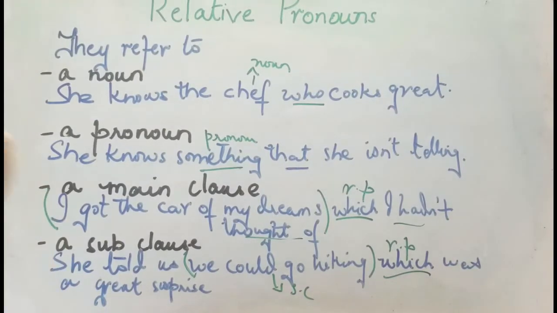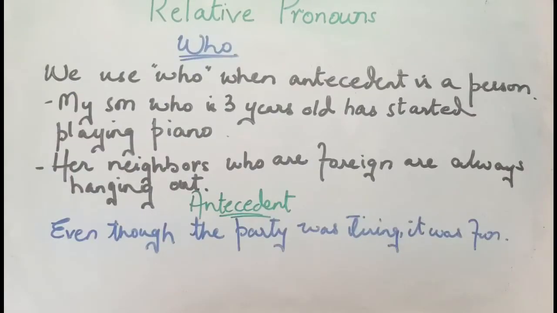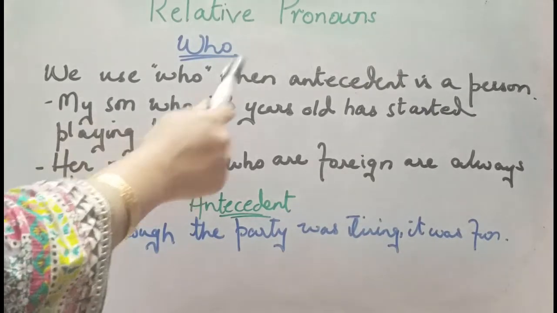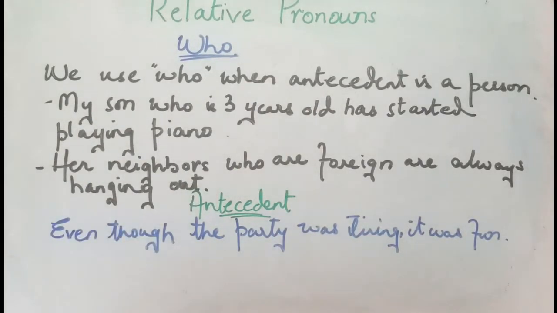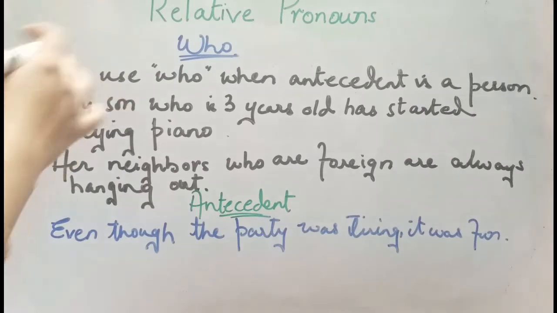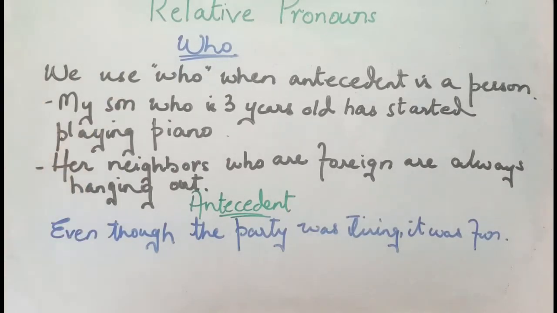Let's now clear up where we use who, which, whom, and whose. Let's move on. Okay guys, the use of who. We use who when the antecedent is a person. I'm continuously saying antecedent whenever I'm trying to explain the terms who, whom and whose. Now what is an antecedent? I will mention the example over here.